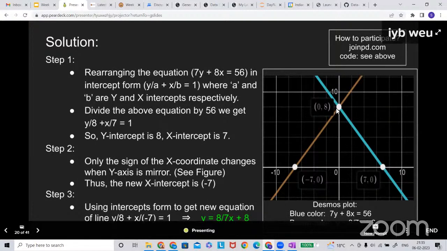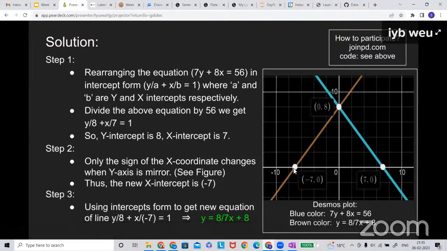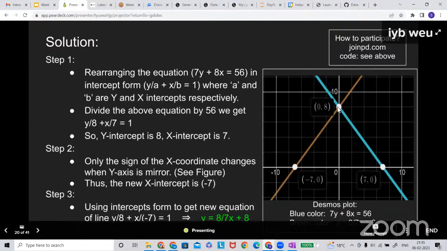In the figure you can see that only the sign of the x-axis distances is going to change here. Using the intercept form, you will get the new equation. The x-intercept for the original line is 7, so if you take the mirror of it, the image will be at -7 and 0. The y-intercept stays the same, 0, 8.